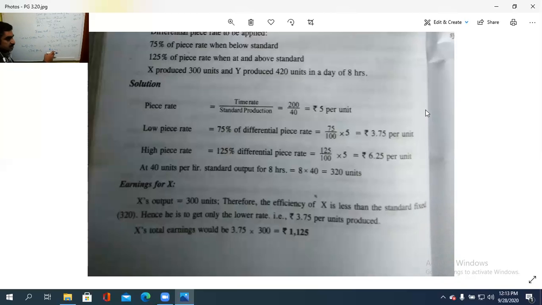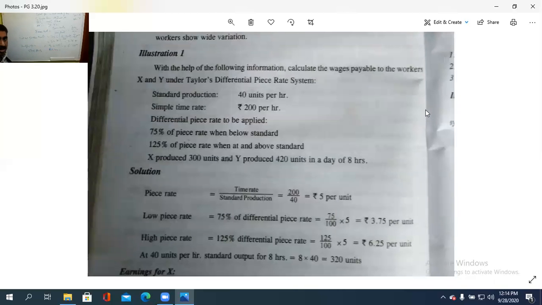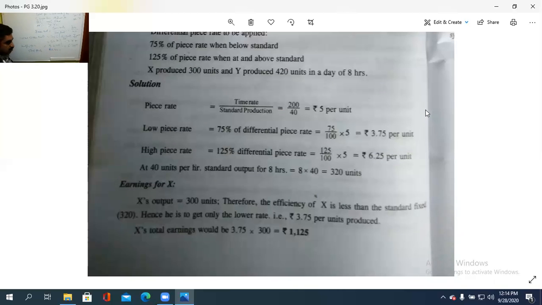40 is the standard output. Standard what is that? Production. Standard production 40 units per hour, and 8 is the standard hours work. 8 മണിക്കൂറാണ് ശരിക്കും വർക്ക് ചെയ്യേണ്ടത്. അങ്ങനെ 40 ആകുമ്പോൾ 320. അപ്പൊ ആദ്യത്തെ കേസിൽ കണ്ടോ എക്സിന് 300 ഉള്ളൂ. അപ്പം 320 ആണ് സ്റ്റാൻഡേർഡ് ഔട്ട്പുട്ട്. അപ്പം ബിലോ ദ ലെവലാണ്. മറ്റേതോ 420 എന്ന് പറയുന്നത് എബോവ് ദ ലെവലാണ്.